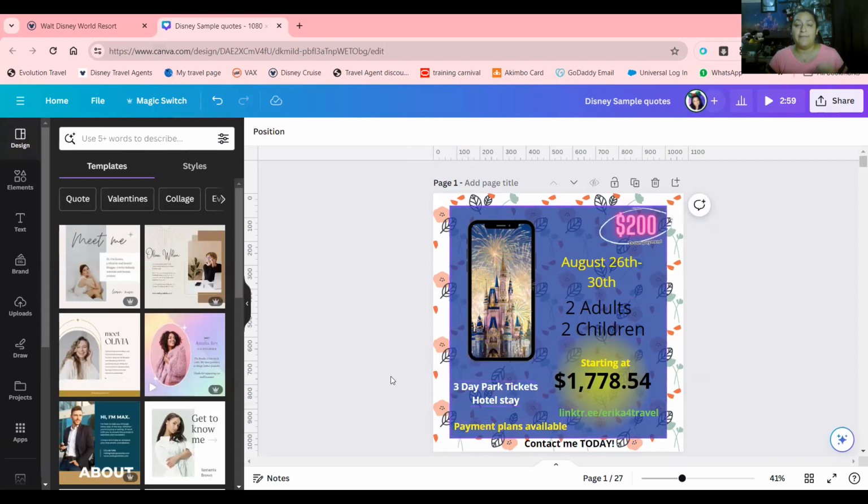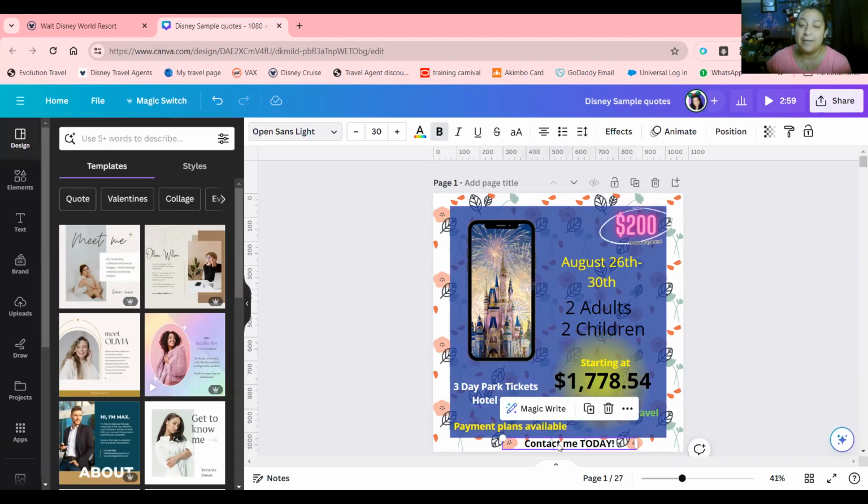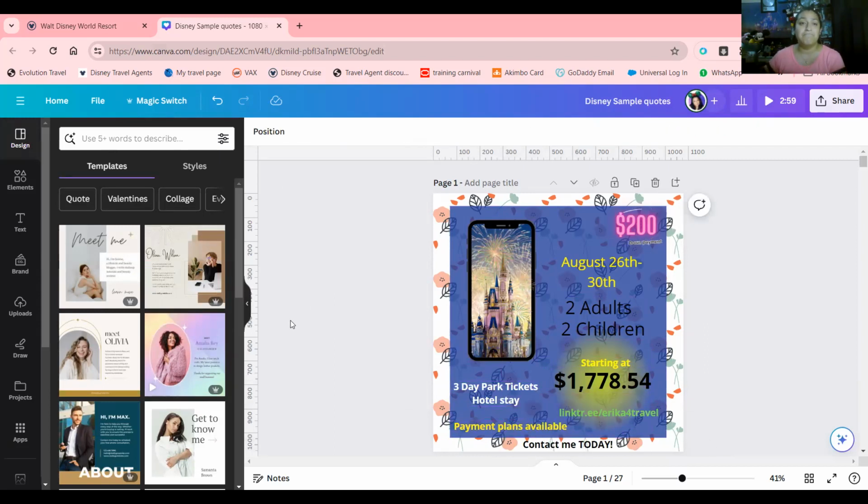Okay, you see, I have little different colors to kind of trigger them to look at certain stuff. And then of course I put my Linktree on here because I utilize my Linktree a lot as well compared to my website. And of course I put contact me today. That's it. You see how simple that is?